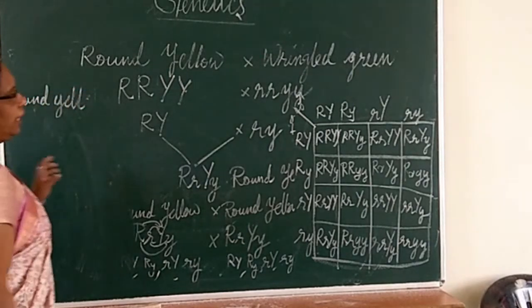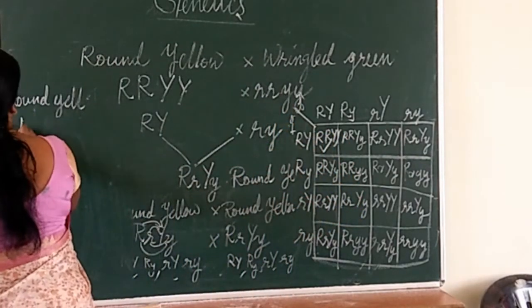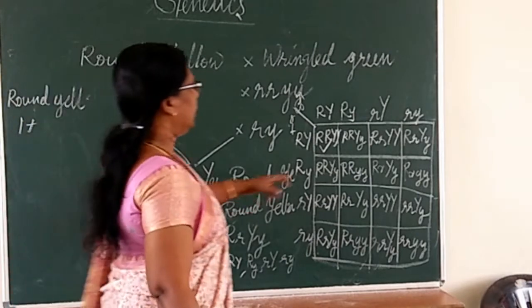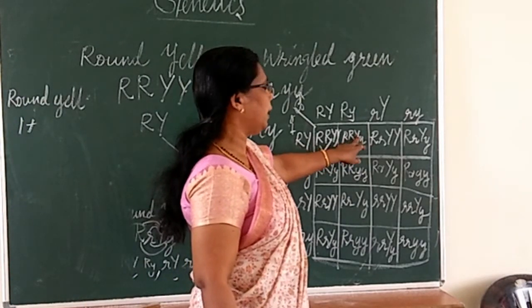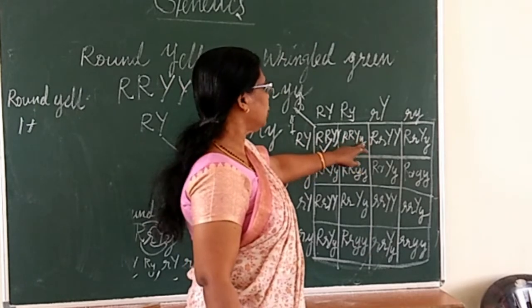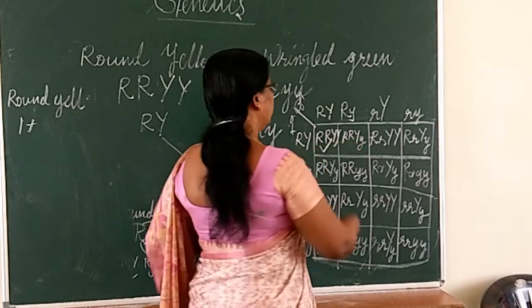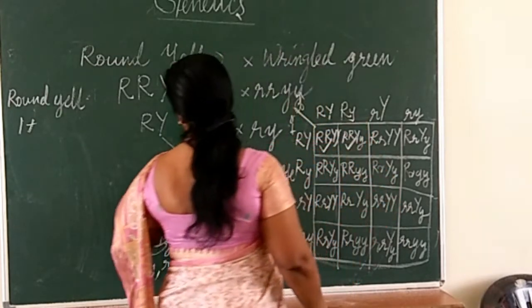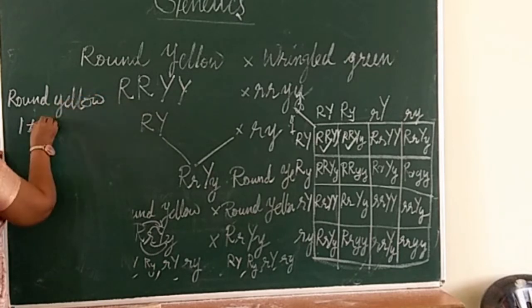Round yellow, how many are we getting? I am putting a tick mark. This is a round yellow. 1. This one is capital R, capital Y, small y. So here small y is present, but the dominant one is present. What type of plant is this also? Yes, round yellow in nature.